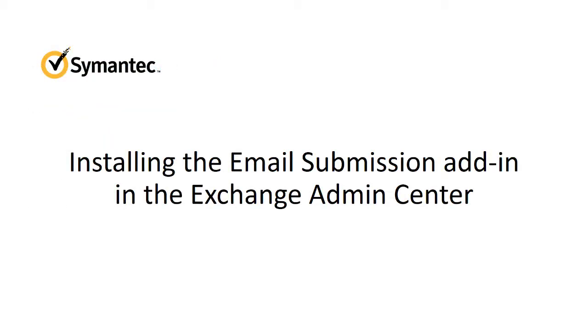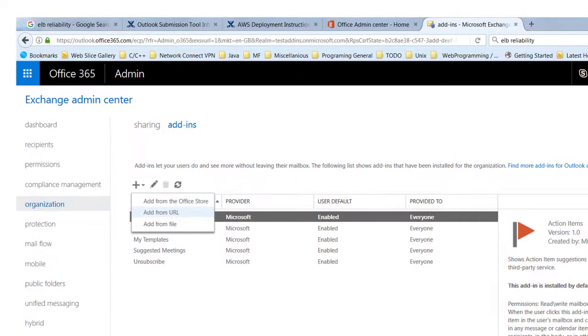Now, you can install the email submission add-in in the Exchange Admin Center. In the Exchange Admin Center, under Organization, on the Add-ins page, click the plus sign and then select Add from URL.